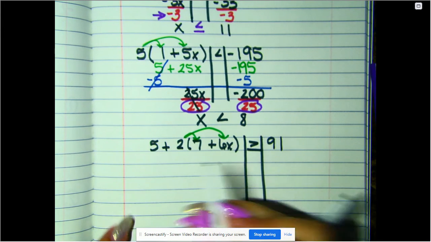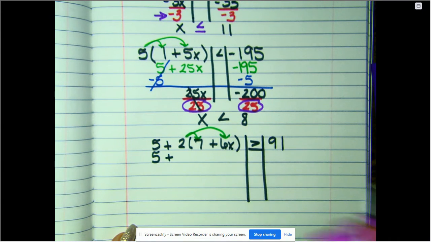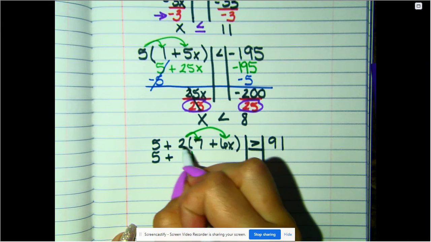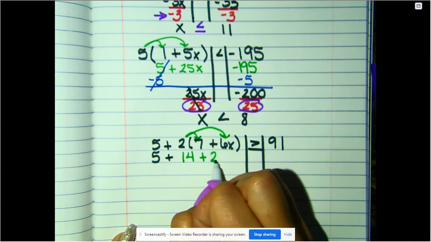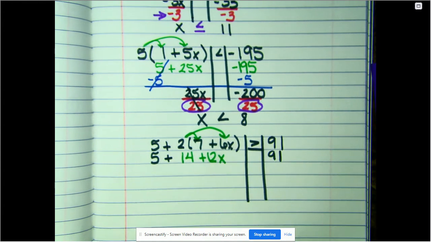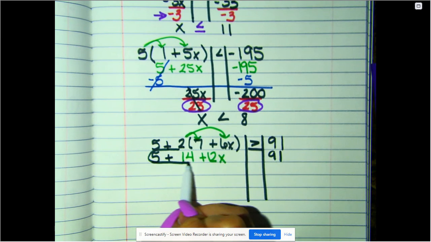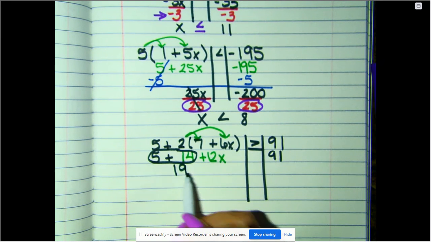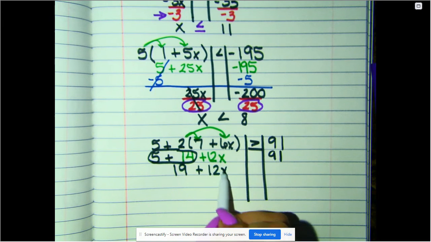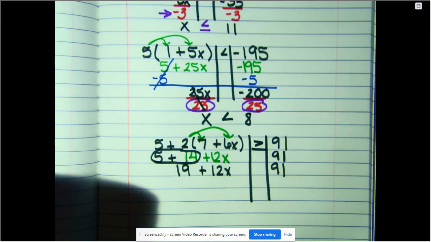So again, I'm going to bring down my 5. We cannot deal with that yet. And 2 times 7 is 14, and 2 times 6 is 12. And then we have 91 on this side. If you want to, you can combine your like terms. So 5 plus 14 is 19 plus 12x, and then we have 91. So the opposite of that positive 19 is to subtract 19 on each side.